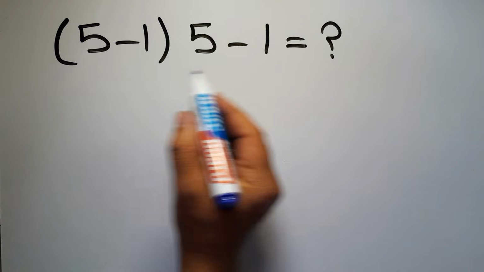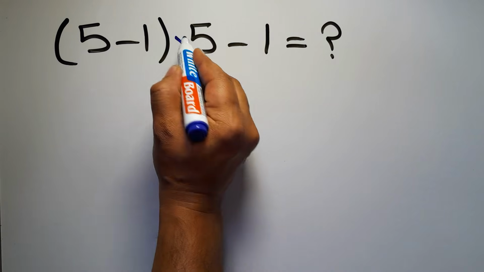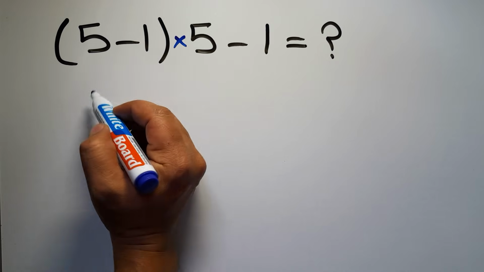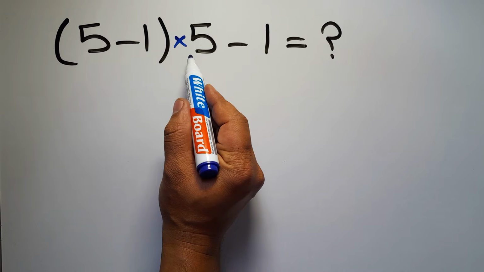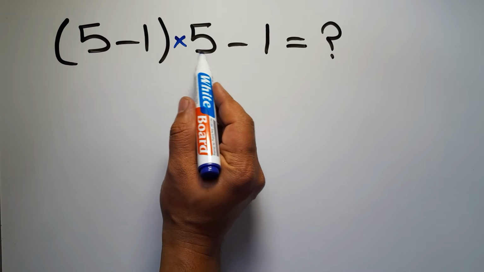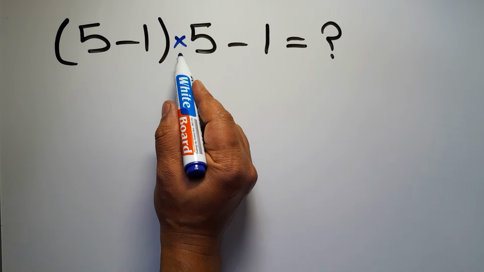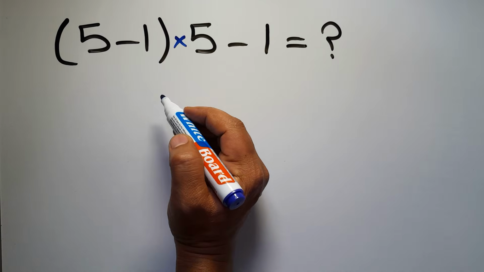In this expression, we have one parenthesis, one multiplication, and one subtraction. Inside this parenthesis, we have one subtraction. Here we have a multiplication because in mathematics, when a number is placed next to parentheses, it means multiplication. And we usually don't write the multiplication sign for brevity.